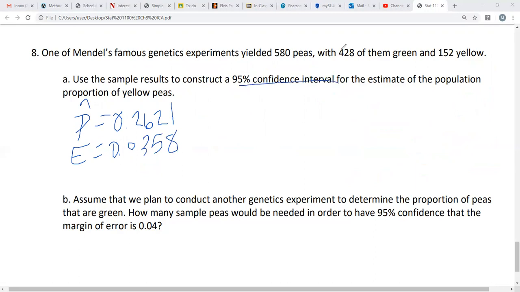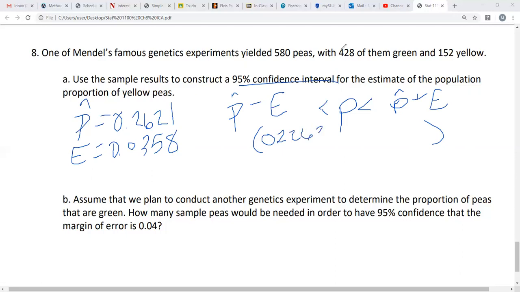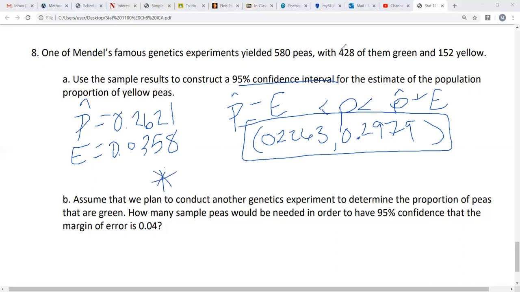So I'm going to take P, because that's what we are looking for an estimate for. Then we take the P hat minus margin of error, P hat plus margin of error. We should have that interval 0.2263, and then a maximum interval value here of 0.2979. That is our confidence interval. But again, whether or not the problem states to do so, we have to include an interpretation.